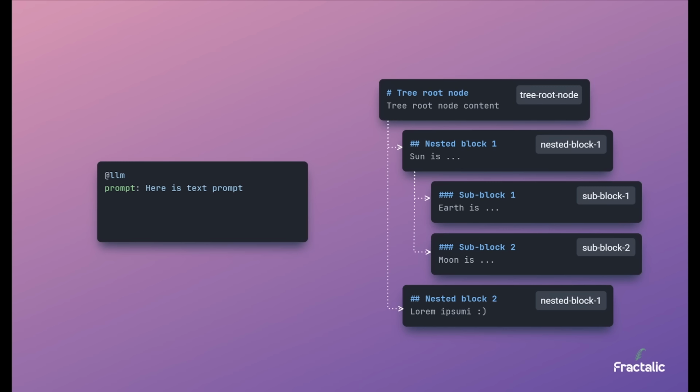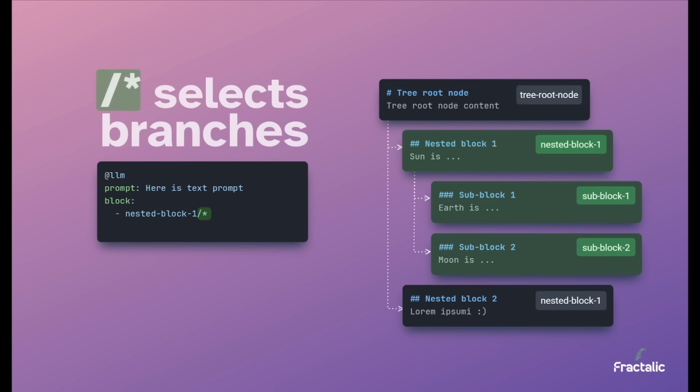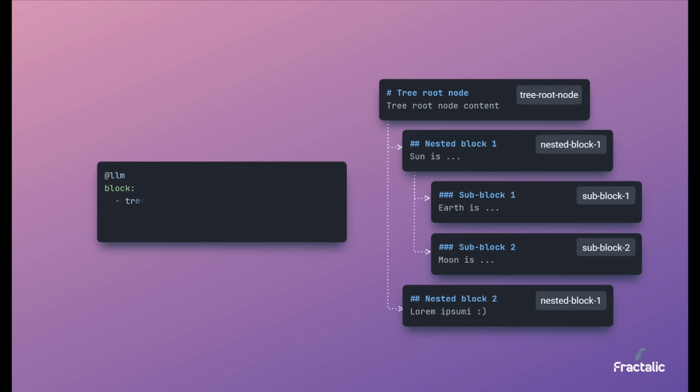Any block can be referenced in operations using the block parameter with its ID. The system handles not just individual blocks, but also arrays of blocks using YAML syntax. For hierarchical operations, the / and asterisk lets us select entire branches, the target block plus all blocks with lower nesting levels. The interpreter also supports referencing blocks by their full path in the tree hierarchy.